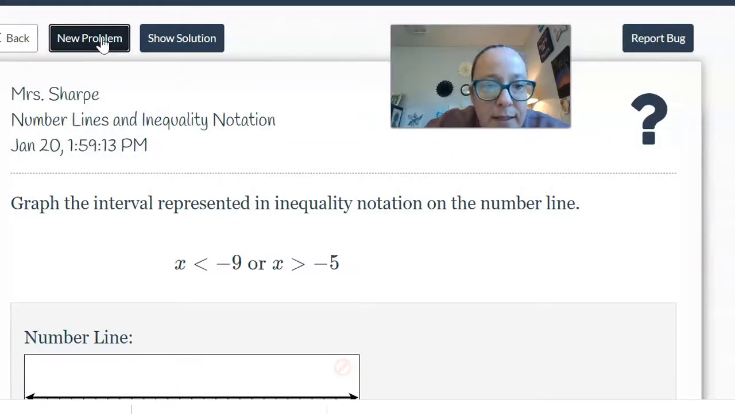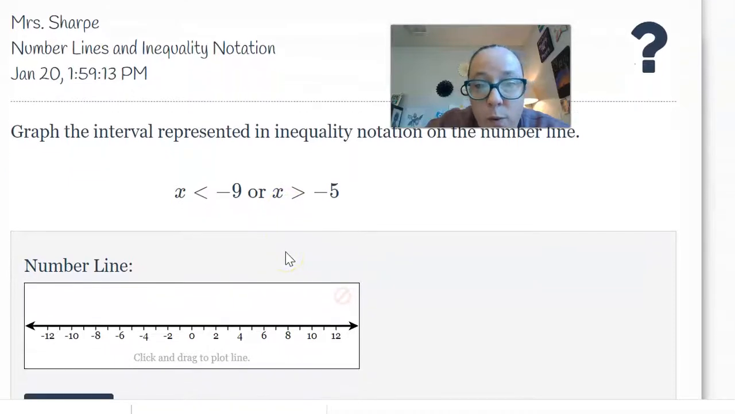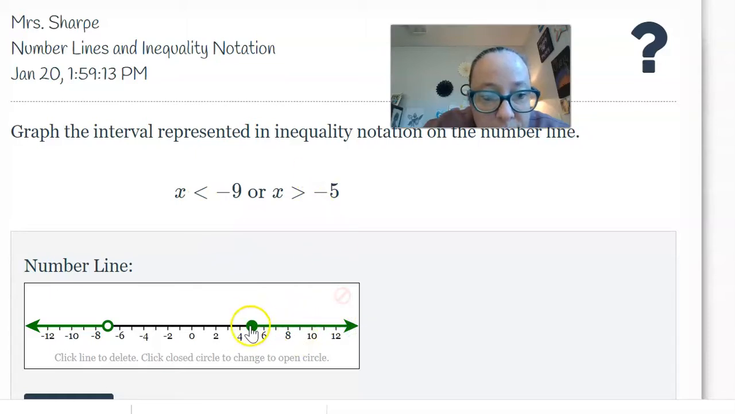Okay, this one has an or, so they're going to go away from each other, and there's no equal to's. So x is less than negative 9. I'm going to go to negative 9 and just go on. But I got to click that. It's got to be an open circle because it doesn't have an equal to on it. Then I go to negative 5 and go like that.